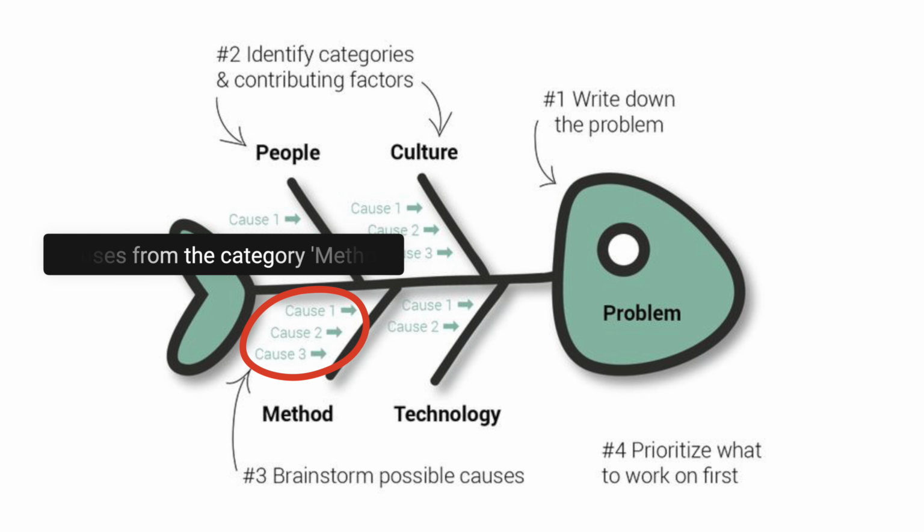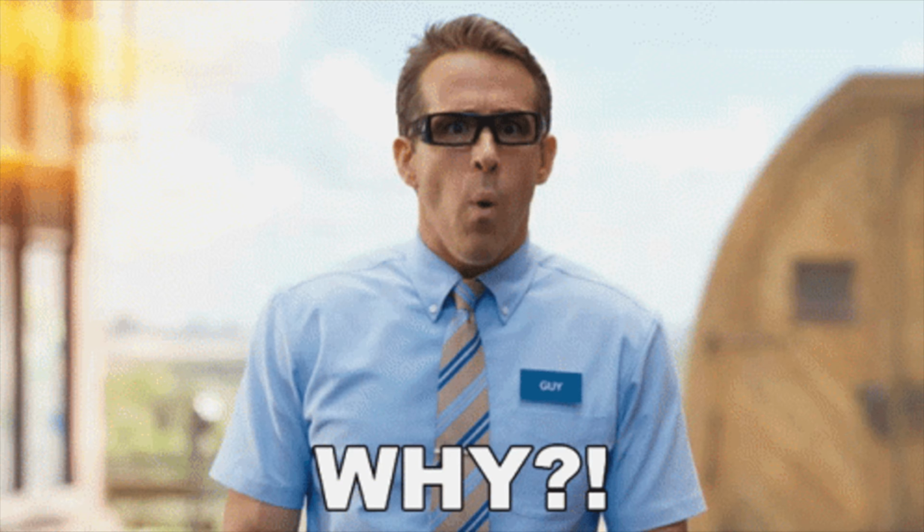Causes can be written in several places if they relate to several categories. Ask again, why does this happen about each cause? Write sub-causes branching off the cause branches. Continue to ask why and generate deeper levels of causes, and continue organizing them under related causes or categories. This will help you to identify and then address root causes to prevent future problems.